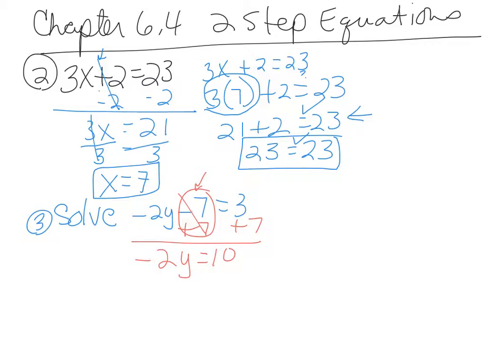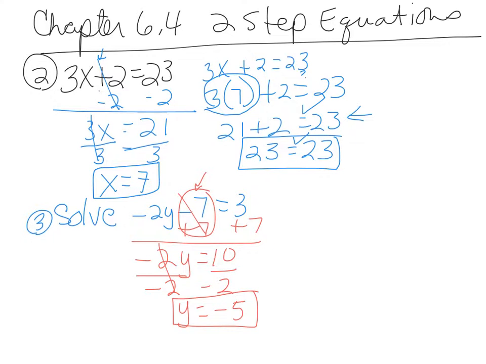Okay, now you're still working on the y side. And what's happening to the y? Well, it's being multiplied by a negative 2. And remember, the number takes the sign. So to get rid of it, I divide, because the opposite of multiply is divide, by negative 2 on both sides, because it's still a balance, it's an equation. Y equals 5, but it's negative 5.